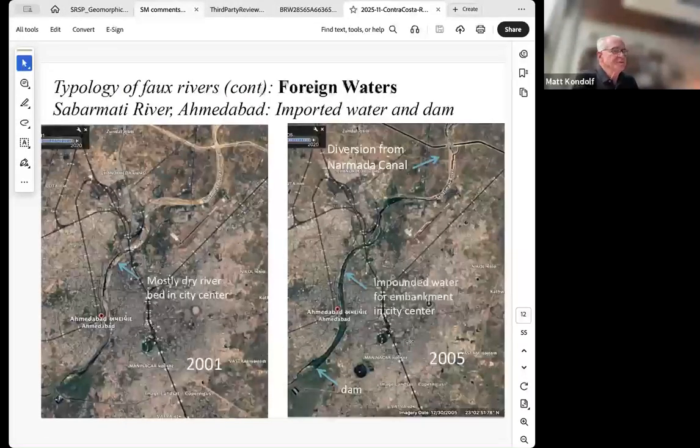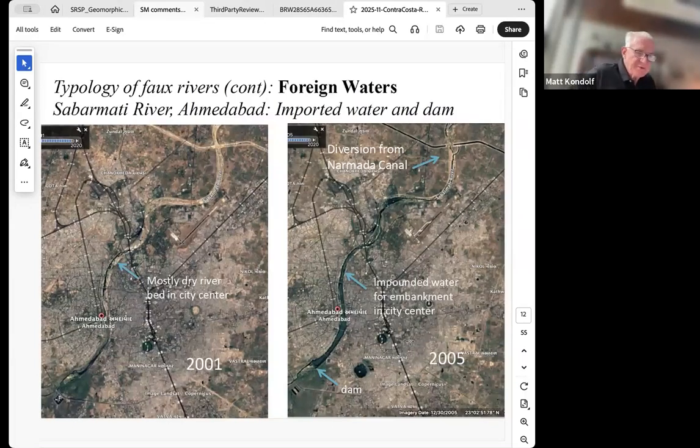So let's move on to an example that integrates a couple of different kinds of fake rivers, all rolled into one. It's the Sabarmati River in Ahmedabad, India. This is in Gujarat, and when this project was done, Modi, the current prime minister, was the executive officer of this part of the country. And so this was a kind of grand, how should I say, it's making Ahmedabad into a world-class city. That was the whole idea here.